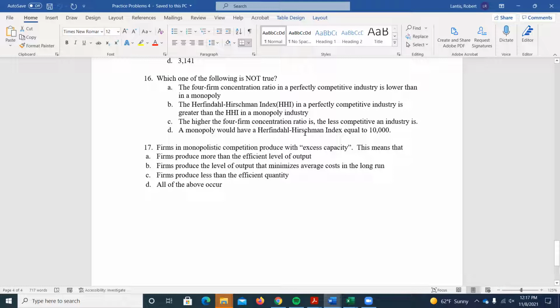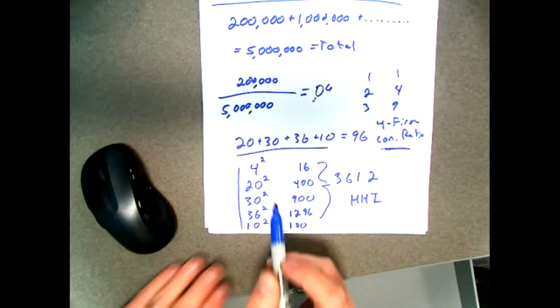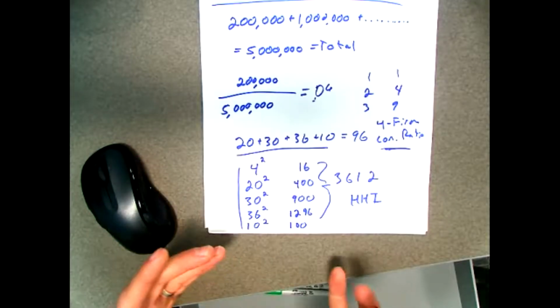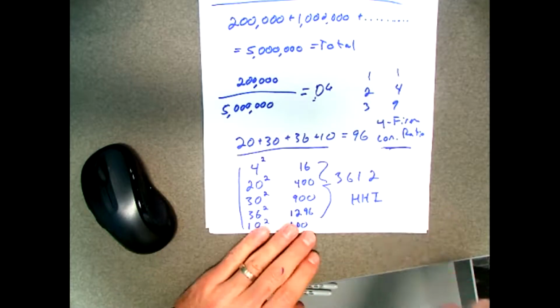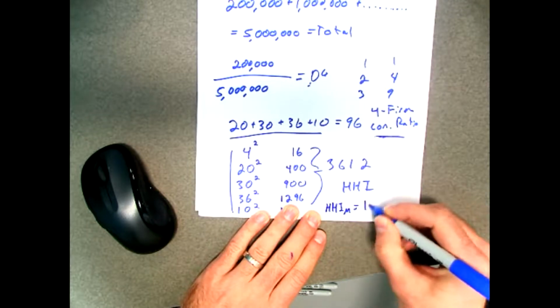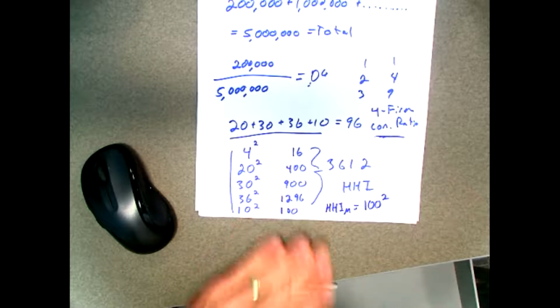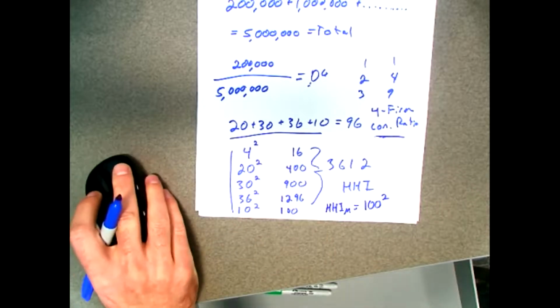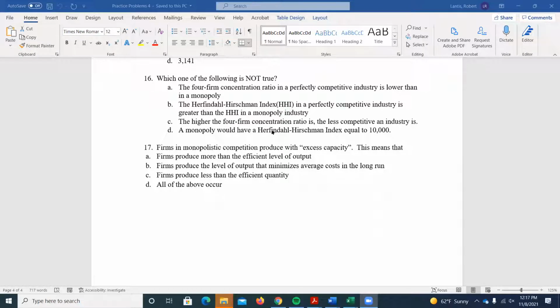And then we kind of said a monopoly would have an HHI of 10,000. Well, you should know that a monopoly has 100% of the market share. They're the only firm. So when you go to square the market shares, you only have one firm that has 100, right? So the HHI for a monopoly, you would just be taking 100 squared, which if you plug that into a calculator, sure enough, you get 10,000.